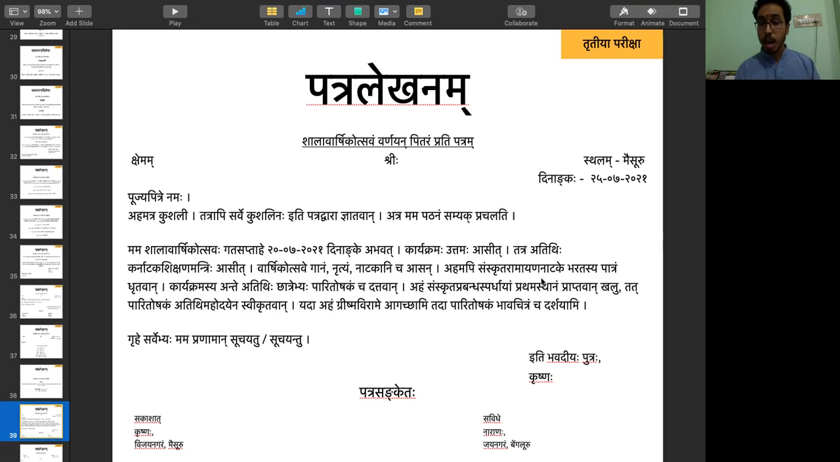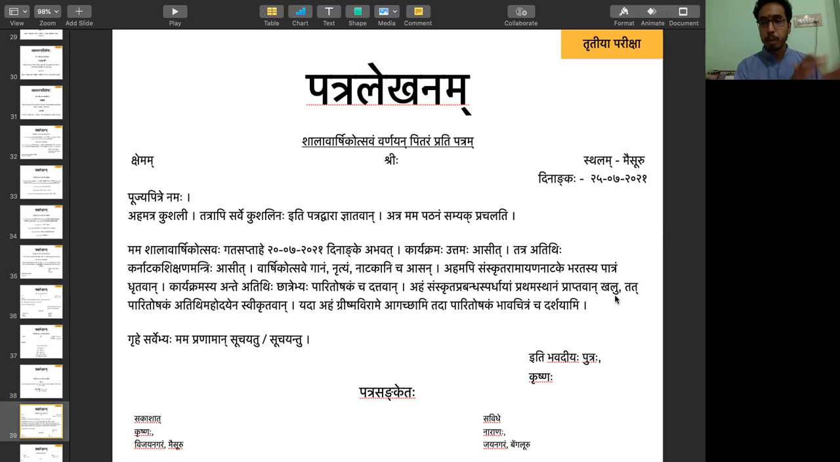Ahamapi Samskrita Ramayana Natake Bharatasya Patram Dhritavan. I had also enacted in Samskrita Ramayana Nataka as Bharata. Karyakramasya ante atitihi chhatrebhyah paritoshikam cha dattavan. Also understand, if it's a Varshikotsava, there shall be prize distribution. So Karyakramasya ante, at the end of the program, atitihi, the guest, chhatrebhyah, to the students, paritoshikam cha dattavan. He gave the prizes.